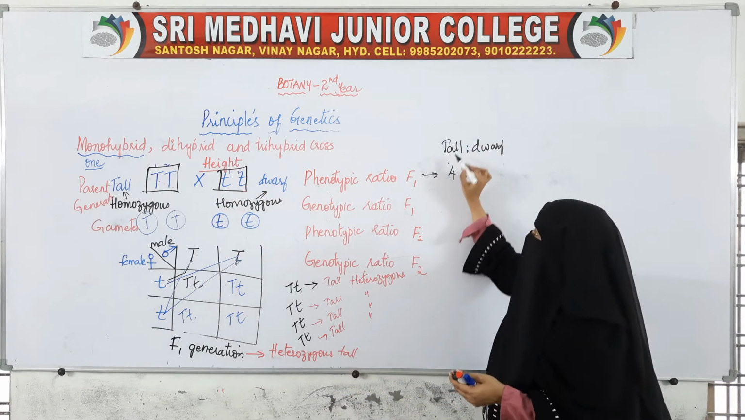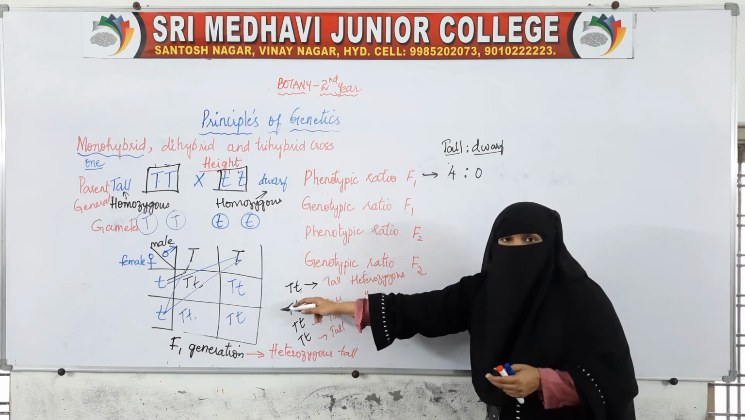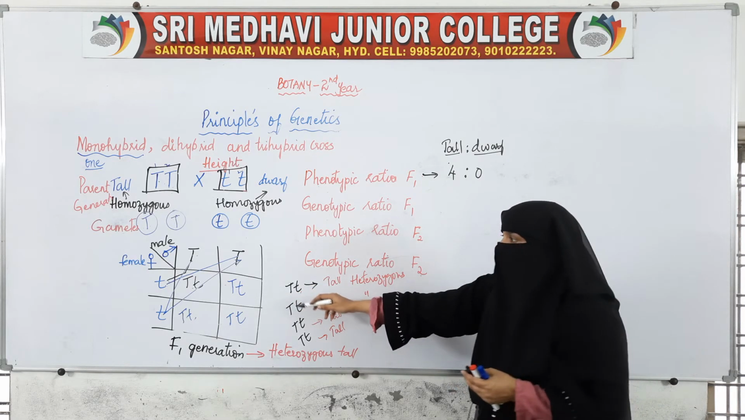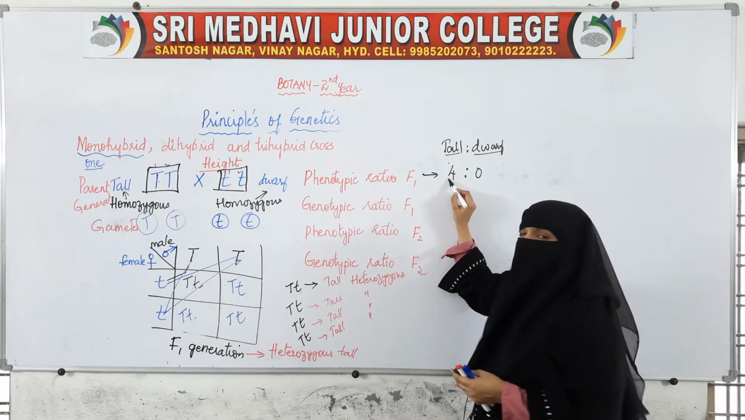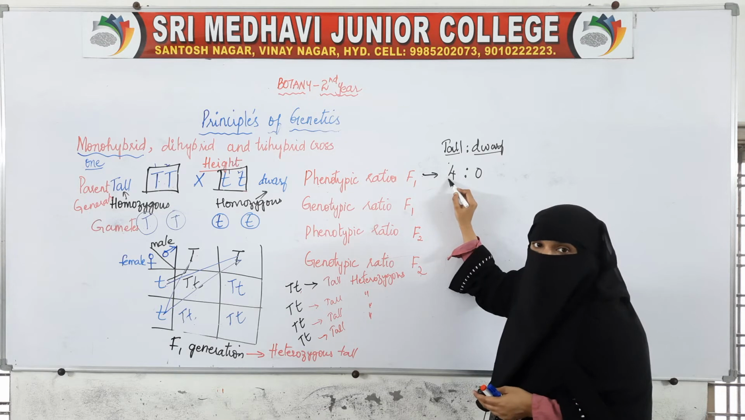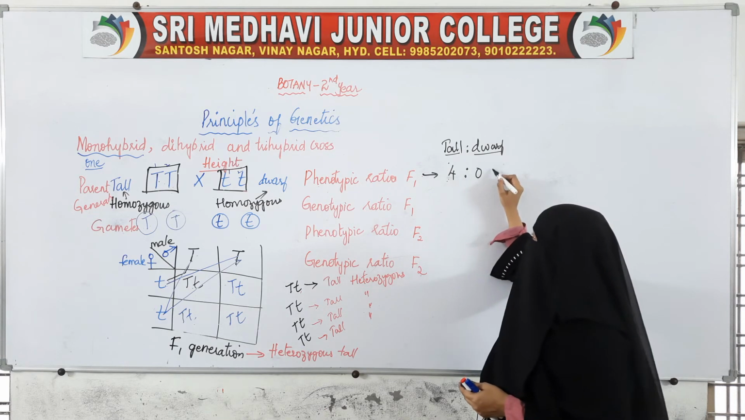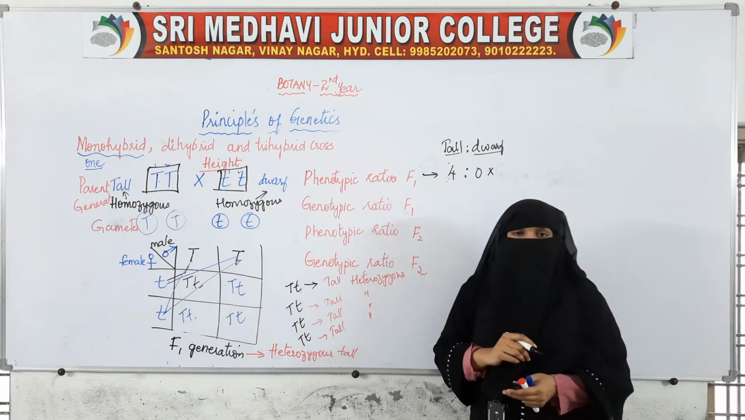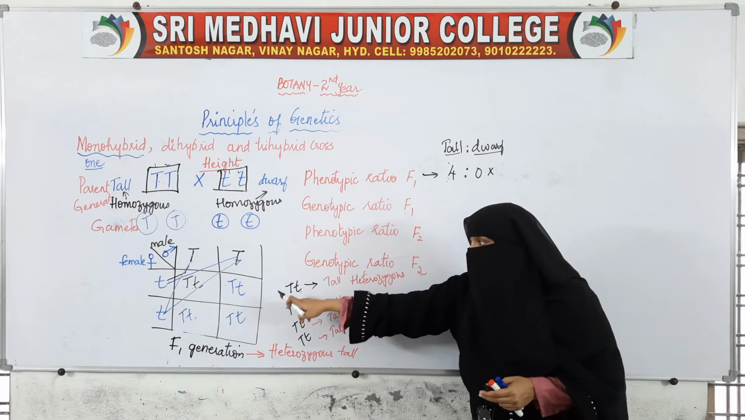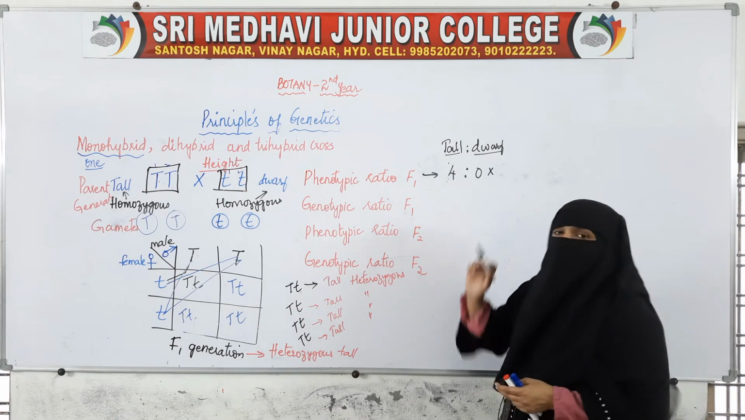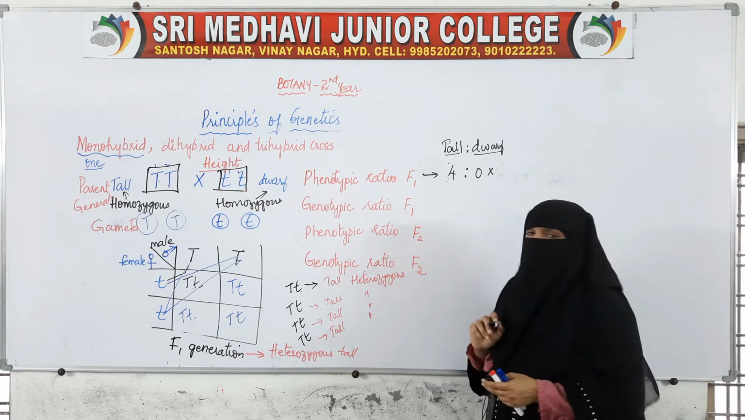So we will see how many tall plants we get and how many dwarf plants we get. When we check this Punnett square, all of the 4 are tall only. Appearance wise, all of the 4 are tall only. There is no dwarf plant. So the phenotypic ratio, the appearance wise ratio of the offspring, is 4:0. All 4 are tall.